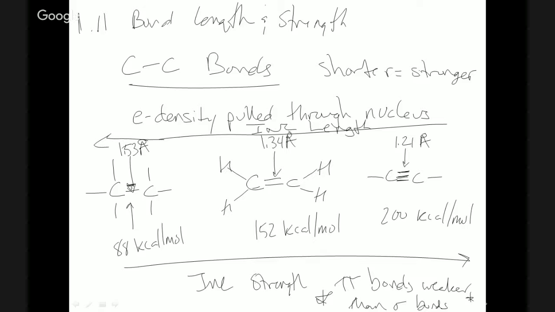Even the trend is important. You should learn that. Okay, but the really important thing is that pi bonds are weaker than sigma bonds. We're going to see this in reactivity a lot. Okay, pi bonds weaker than sigma bonds. Okay, that's worth memorizing. Let's look at CH bonds to reinforce this.